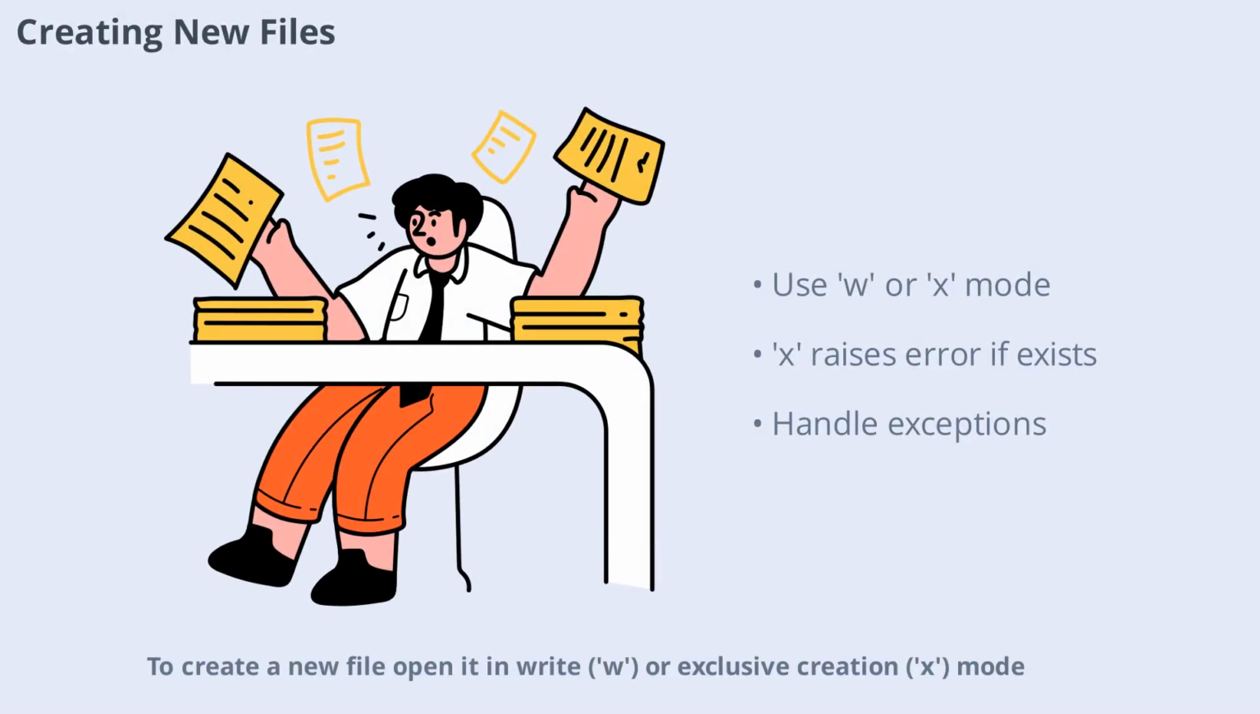To create a new file, open it in write (w) or exclusive creation (x) mode. If the file doesn't exist, Python will create it. If you use x mode and the file already exists, Python will raise an error. This feature is handy for generating reports, logs, or exporting data. Always handle exceptions to manage cases where files can't be created.